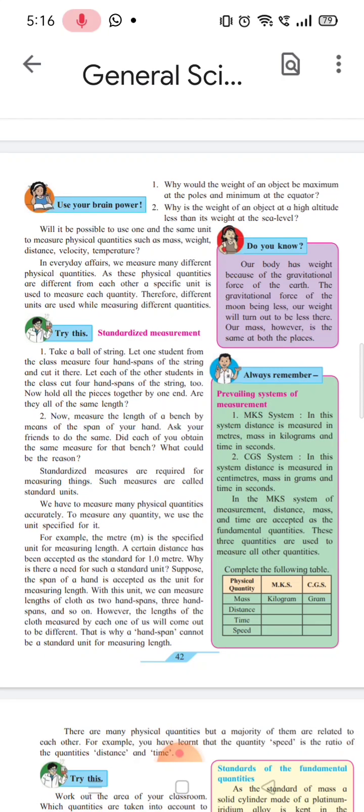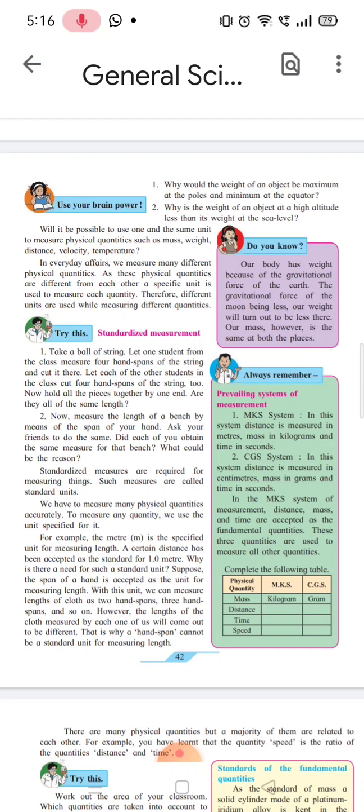Okay. Next activity we have to do. Now measure a bench by means of hand span. Every student in the class will do the same activity. Means every student will measure the bench with his or her hand span. Every student will obtain a different measure for that bench.